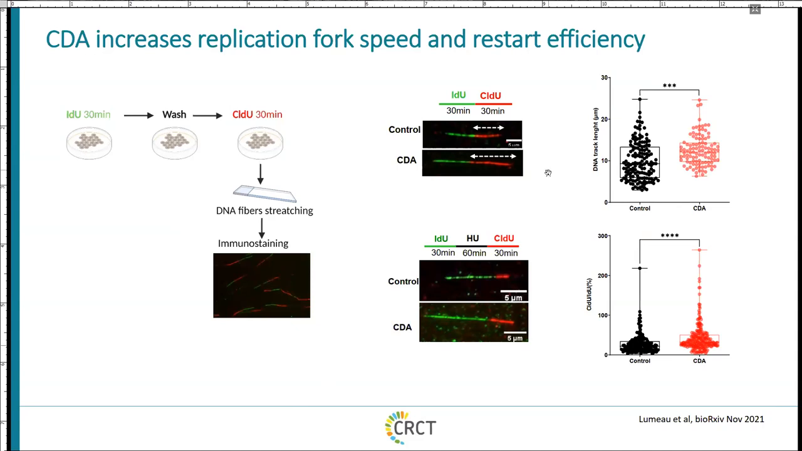And then on the bottom we added a treatment by hydroxyurea, which is supposed to block replication forks, and then after adding the second base analog, we were able to demonstrate that the forks were restarting sooner and better when the cells were expressing CDA. Next slide, please.